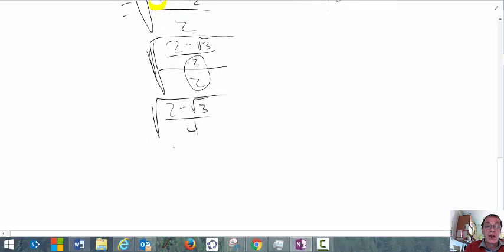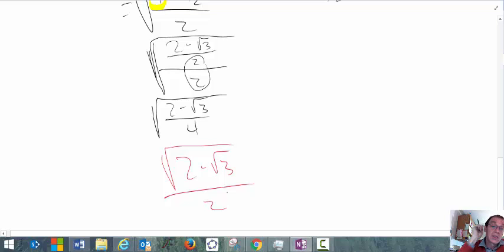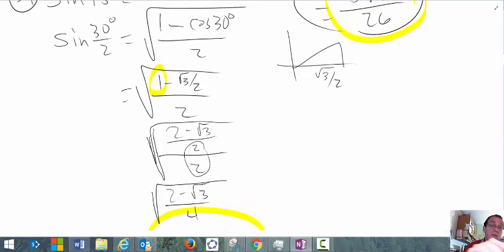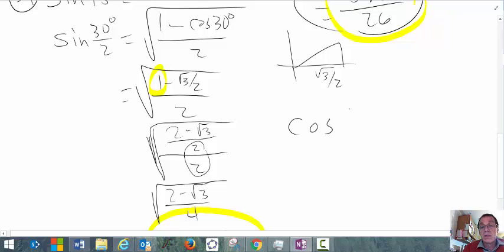Now, out of that, I can take the square root of 4, which is going to get me 2. And so my final answer is going to be the square root of 2 minus root 3, over 2. That, believe it or not, is the answer. That ugly-looking embedded radical is actually the answer to the sine. Now the cosine, I'm going to show you something. You might be able to do a little shortcut here, and I think you can too. It's going to look like this.